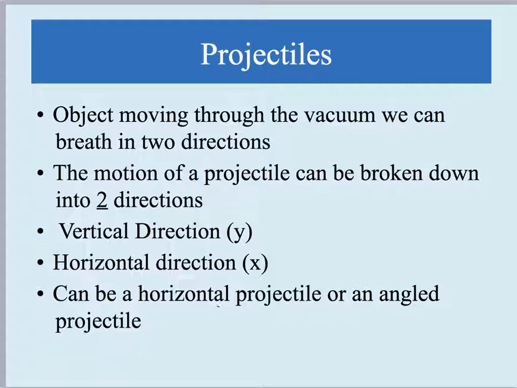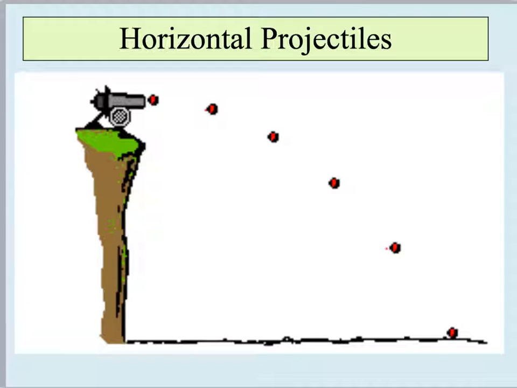And you can have two types of projectiles. You can have horizontal and you can have angled. The horizontal projectiles are a little more straightforward, and that's what we'll start with. And the angled ones can throw you for a loop a little bit, but they're not too bad, but they are a little harder than horizontal projectiles. So we'll start off with horizontal projectiles here.